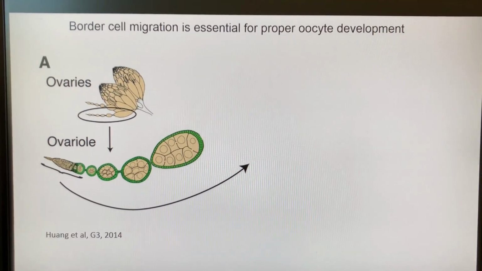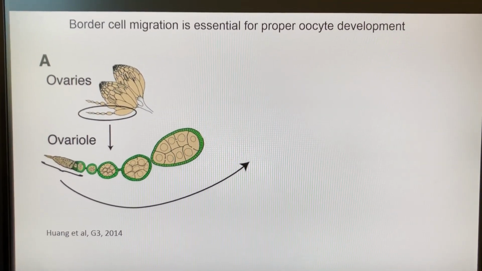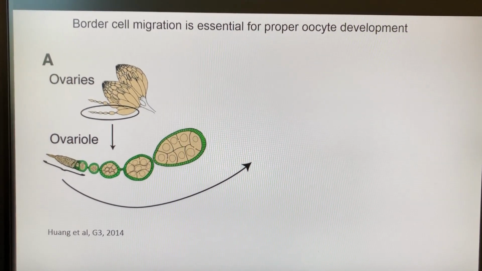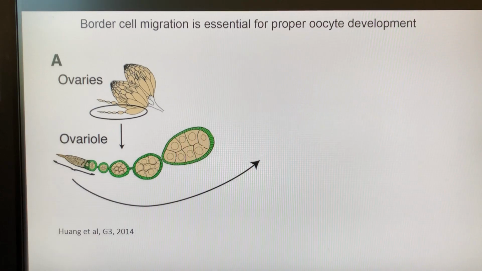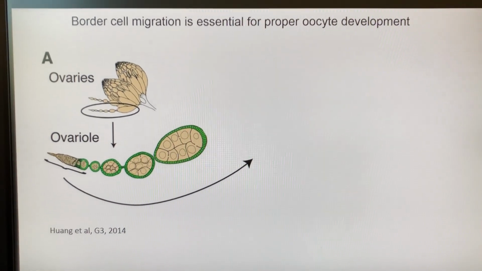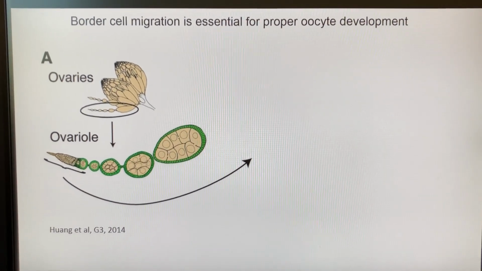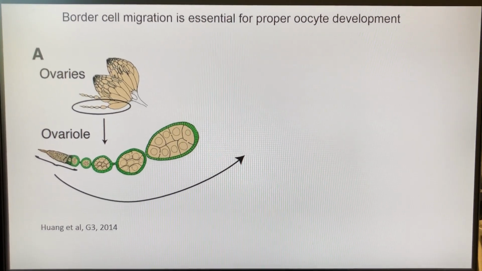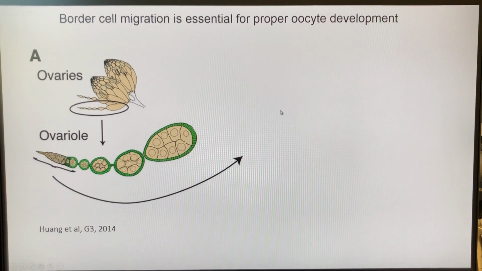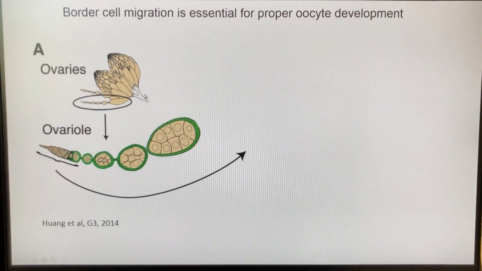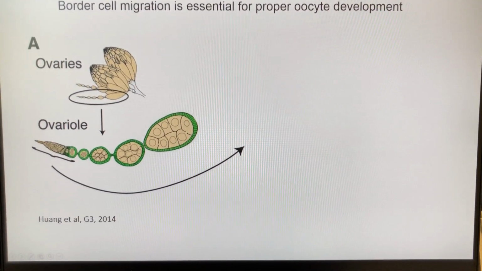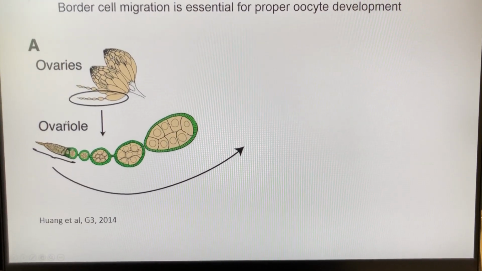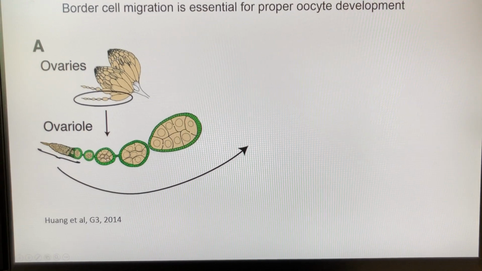Oocyte development is obviously very important because that's what gives rise to the next generation of animal. And so there's lots of positive selection pressure to have this go well. The model system that we're using to study oocyte development is Drosophila melanogaster, the fruit fly. And the reason is because they have this really neat feature where if you take an adult female fruit fly and take out its ovaries, the ovaries are comprised of these string-like structures, which are the ovarioles.